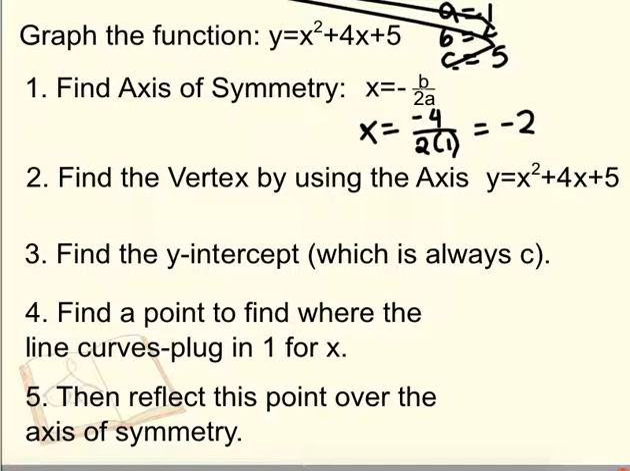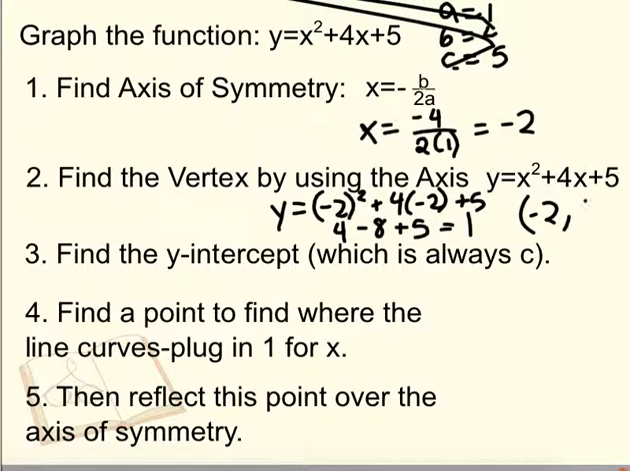We find the vertex by plugging that into our original equation to find the y-coordinate. So I'm going to be finding y is equal to x squared, which is negative 2 squared, plus 4 times negative 2 plus 5. So I simplify to get 4 minus 8 plus 5, which really just equals 1. And so that means my vertex is going to be at this x value of negative 2 and y is 1. The y-intercept is always my c value, so my y-intercept is at 0, 5.